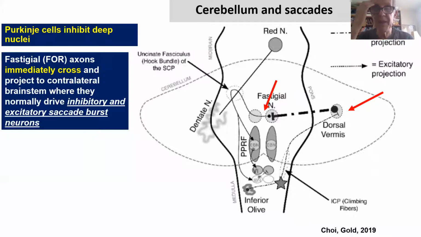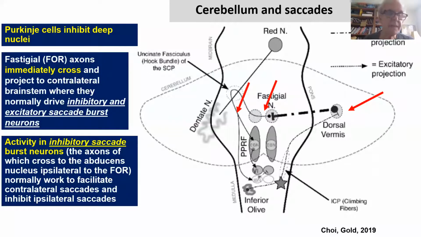For those of you who are brainstem anatomists, you remember this is the same issue in the ocular motor nucleus, the third nerve nucleus. That's why a third nerve nucleus lesion gives you an upgaze palsy, because the superior rectus fibers cross through that. There are the fastigial projections going down to the brainstem. And again, it's the activity of inhibitory burst neurons which is most important. So it would work to facilitate contralateral saccades and inhibit ipsilateral saccades.